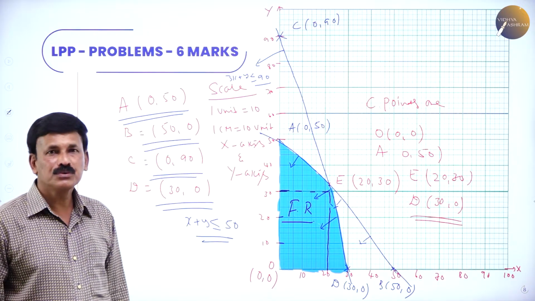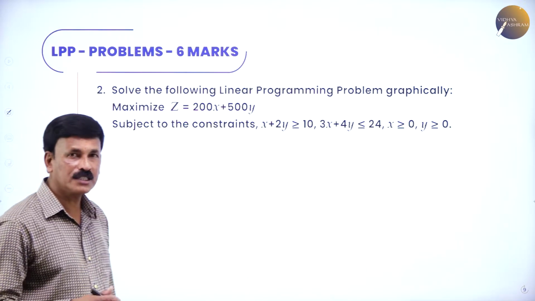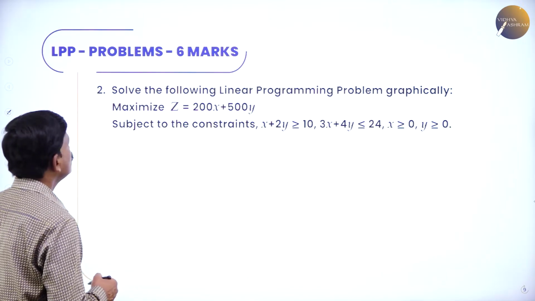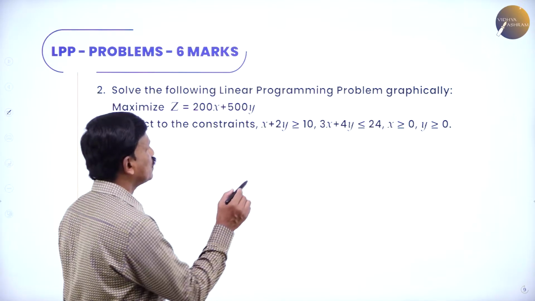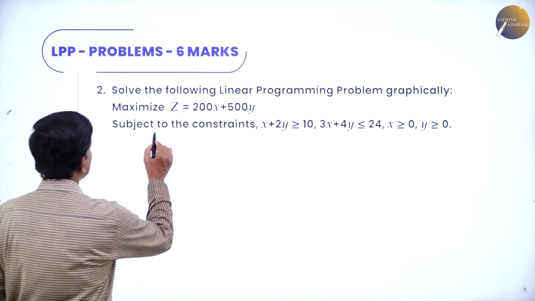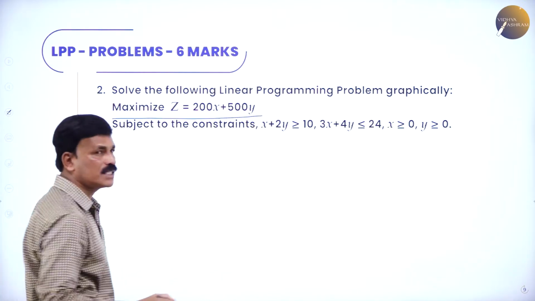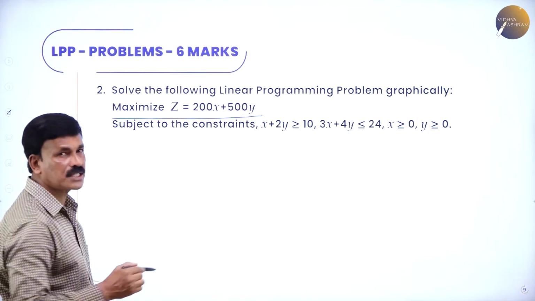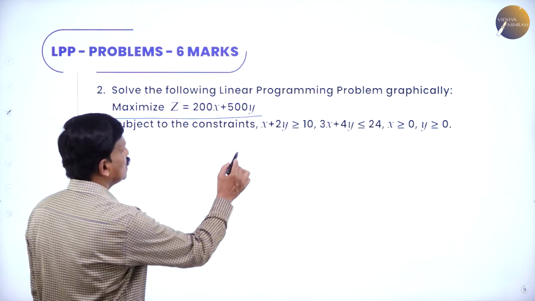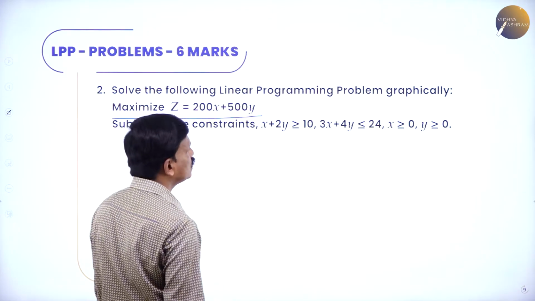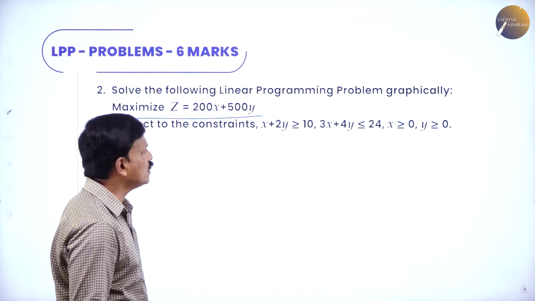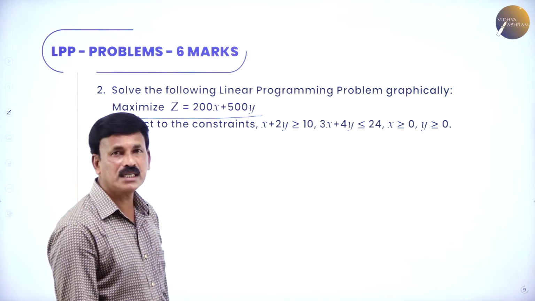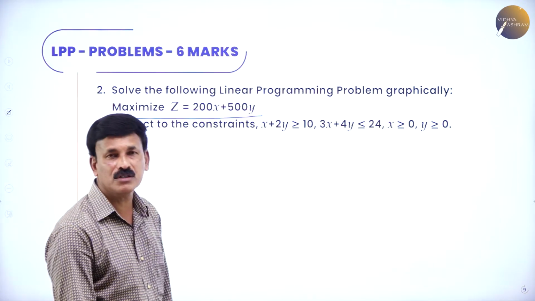Now, let us come to the next problem. Solve the following linear programming problem graphically. Maximize Z. The objective function is to maximize, subject to the constraints. What are the constraints given? X plus 2y is greater than or equal to 10. 3x plus 4y is less than or equal to 24. X is greater than or equal to 0 and y is greater than or equal to 0.